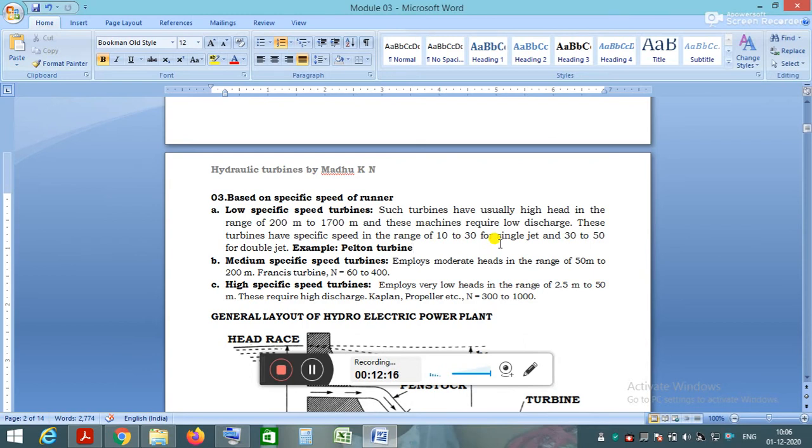The next classification is high specific speed turbines. They employ very low head. The pressure available at the inlet of the turbine is very less. It is around 2.5 meters to 50 meters. But they require very high discharge. And the specific speed varies from 300 to 1000.